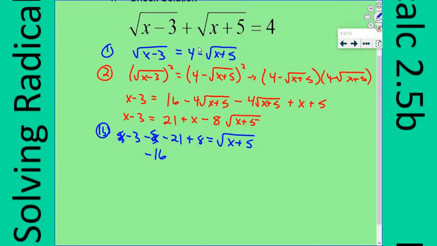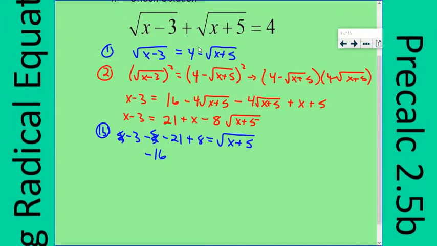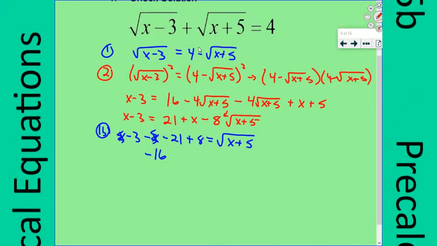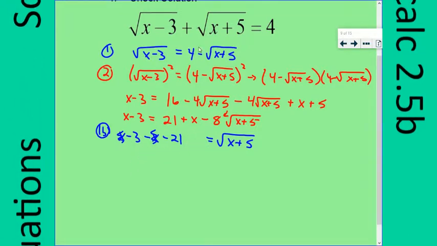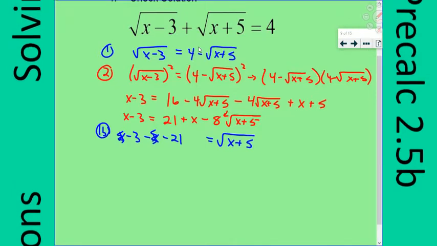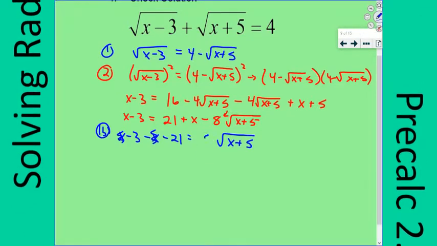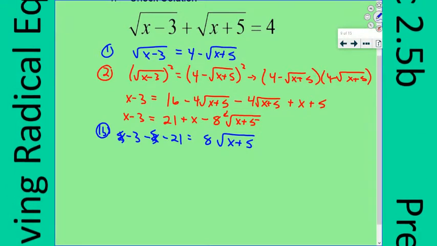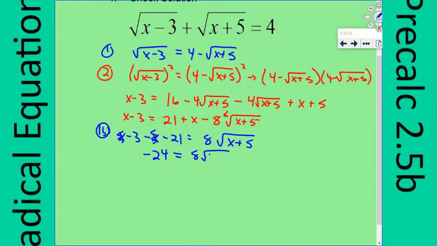Okay, I messed it up. Sorry. My bad. So what I did was this 8 right here is attached to this. They're multiplied together. I should never have subtracted that. That was bad news. Should not have done it. So then that equals 8. Sorry. Negative 24 equals 8 square root x plus 5.